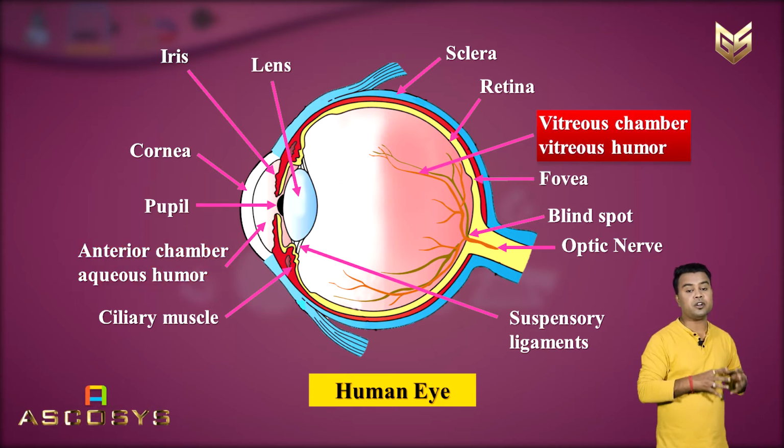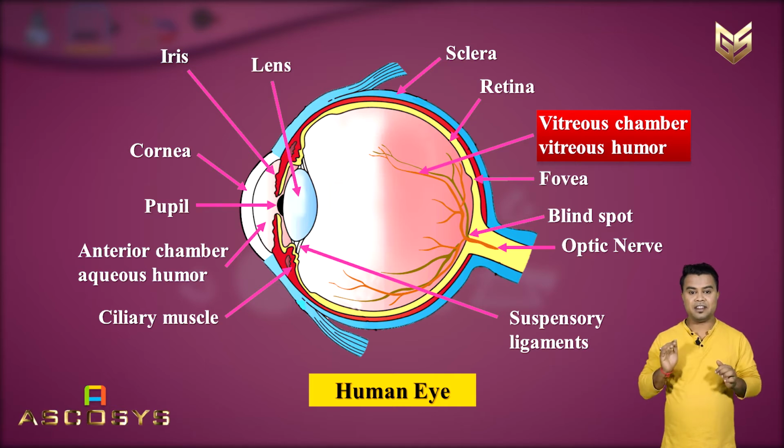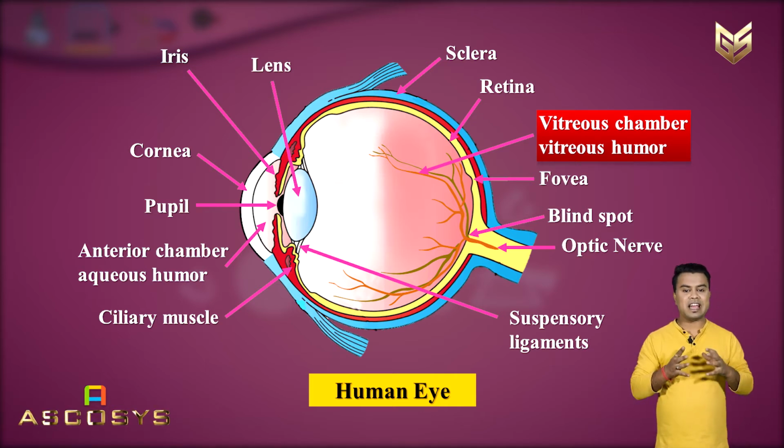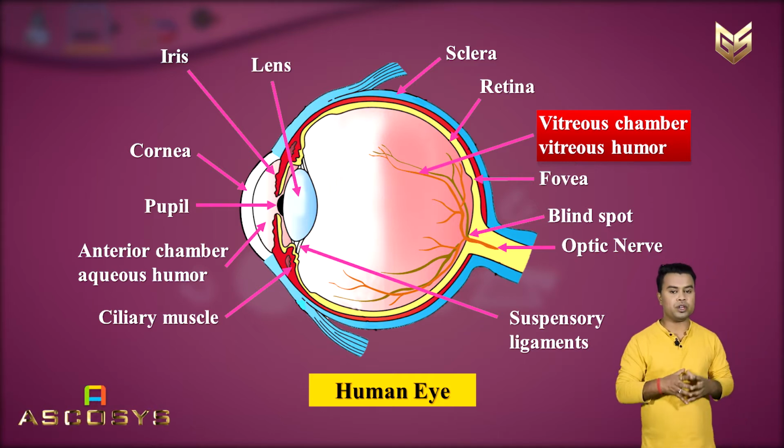Next is vitreous humor. It is present in between the eye lens and the retina. It's somewhat like a gelatinous substance or like jelly. So it is present in between the eye lens and the retina, which I told you already.